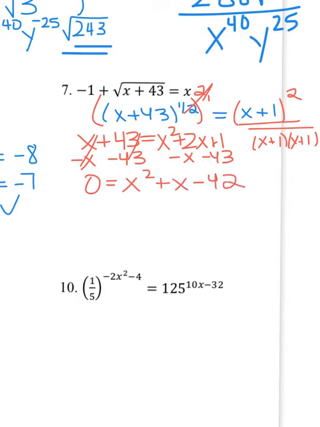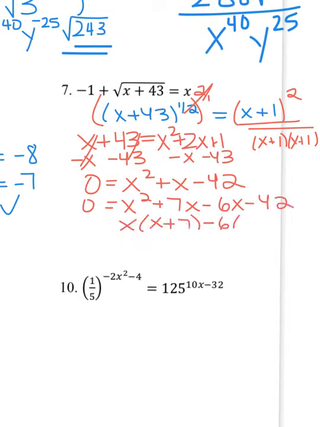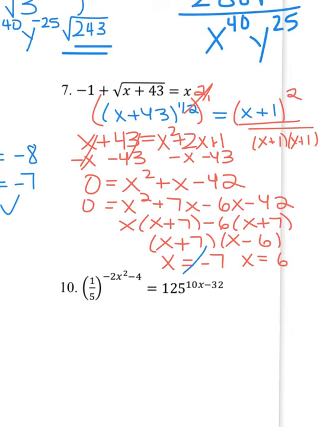I do master product. My two numbers are going to be 7x and -6x. This is x times x plus 7 minus 6 times x plus 7. So x plus 7 times x minus 6 equals 0, which gives me my two possible answers, x equals -7, x equals +6. I plug them both back into the calculator, and I see that x equals -7 does not work. However, x equals 6 does.